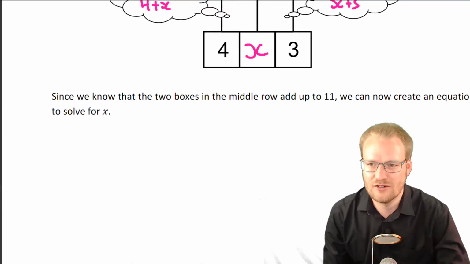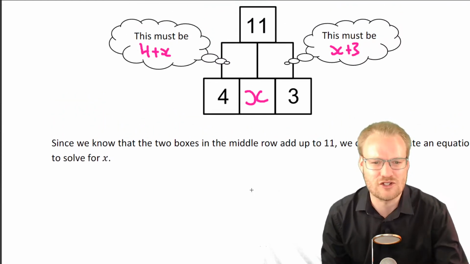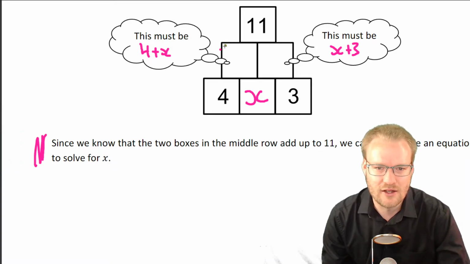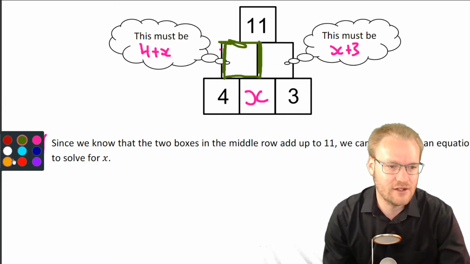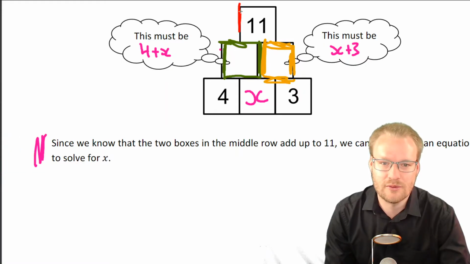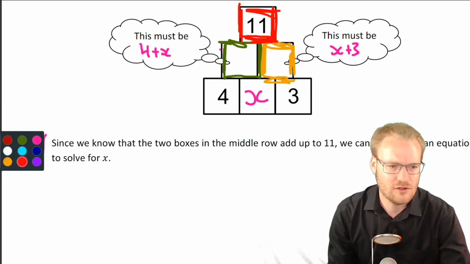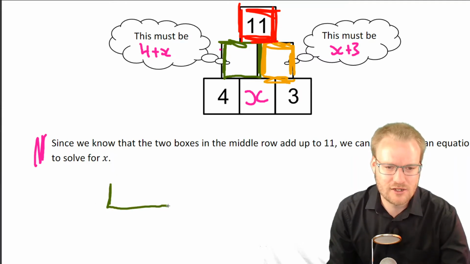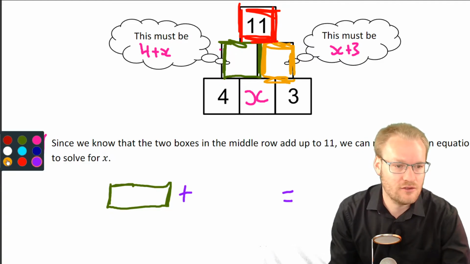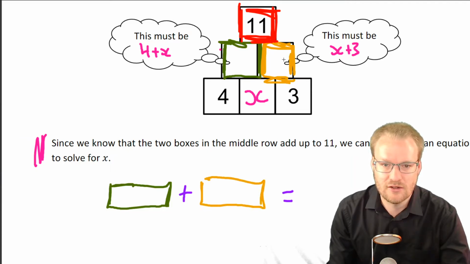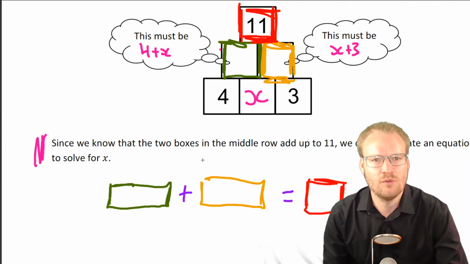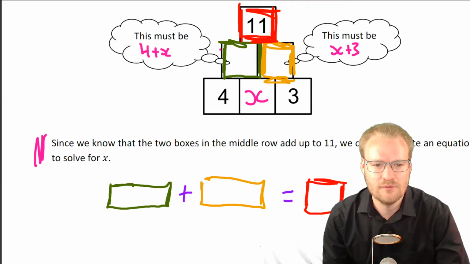Okay, so now let's look to see how we can use this to get a really efficient way. Since we know that the two boxes in the middle, so let's add some colors in here. This box here, when we add it to this box here, we're going to get the box at the top. So I'm actually going to do that with those scribbles. That greeny box, plus this orange box, we should get the number at the top. Given that, what do you think our equation is going to look like now?